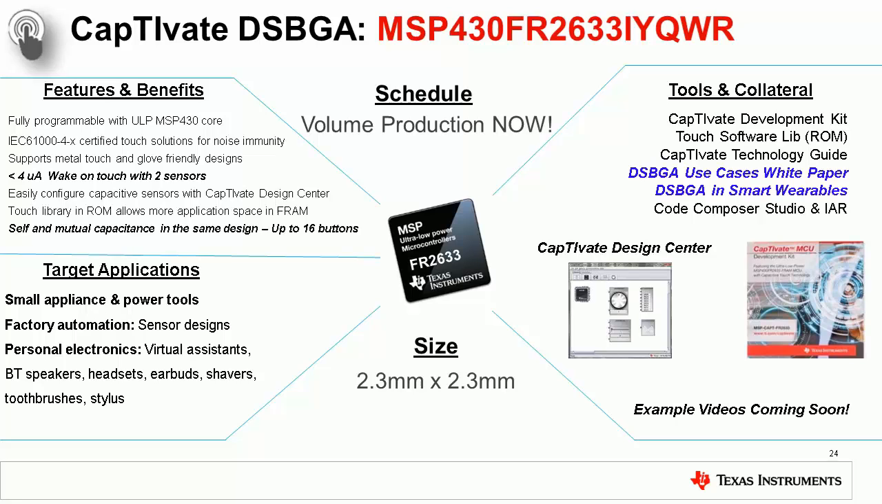We've been building a very strong library of tools and collateral. I'll point to you here really quick where on the web you can go find a lot of this collateral, but we've got development kits, software libraries to get started. The Captivate technology guide goes into a lot of details, both from an electrical and mechanical standpoint of layout considerations for your different designs. And then you'll see a number of different white papers coming out as well around these small form factor use cases. So keep an eye out for those as well.